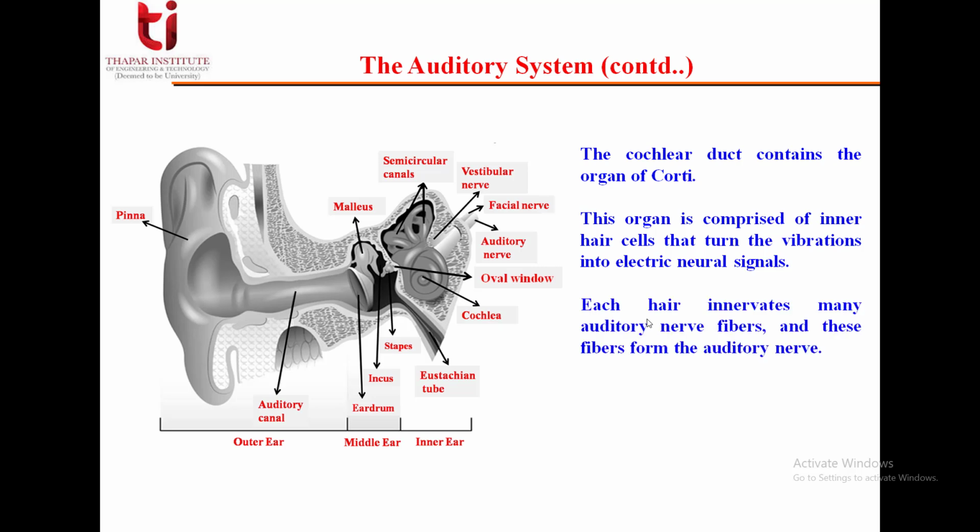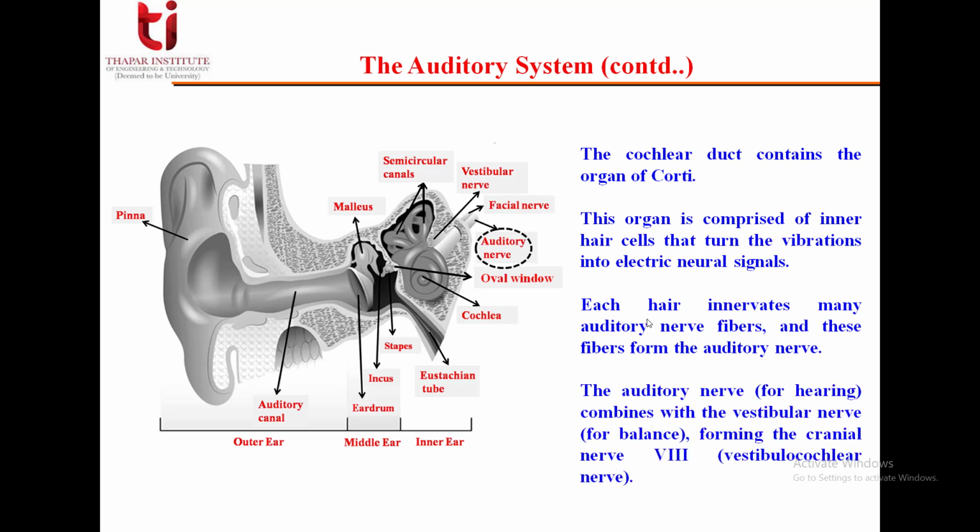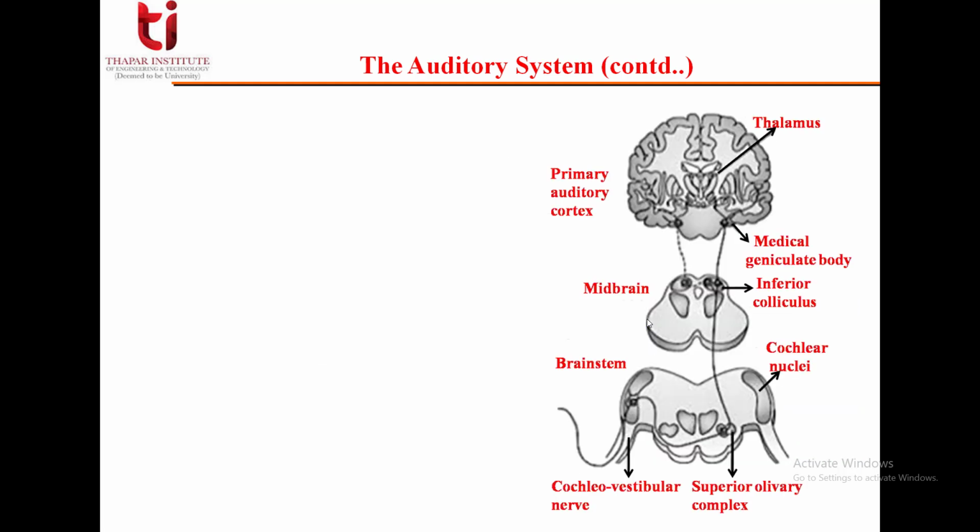Each hair cell innervates many auditory nerve fibers, and these fibers collectively form the auditory nerve. This auditory nerve, which is used for hearing, combines with the vestibular nerve, which is for balance, and combining they form cranial nerve 8, which is the vestibulocochlear nerve. So here we end with the inner ear. So we have the outer ear, middle ear, and then the inner ear. After that we have the central auditory system.